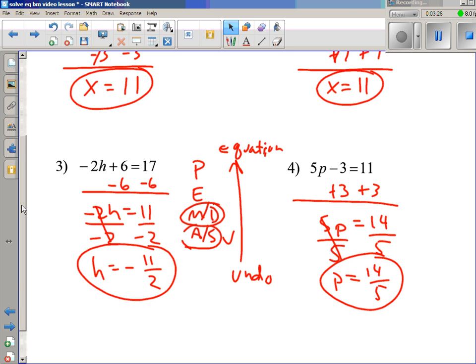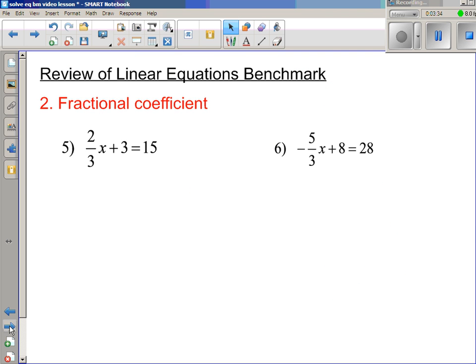Obviously, there are more than two-step problems we could do, but for this benchmark, we stop at just two-step, at least in the first few problems. We move on to some fractional coefficients. One of the ways to think about fractional coefficients is thinking of the coefficient as a multiply by the numerator and a divide by the denominator. So that turns into basically 3 steps as I do this number 5 for you.